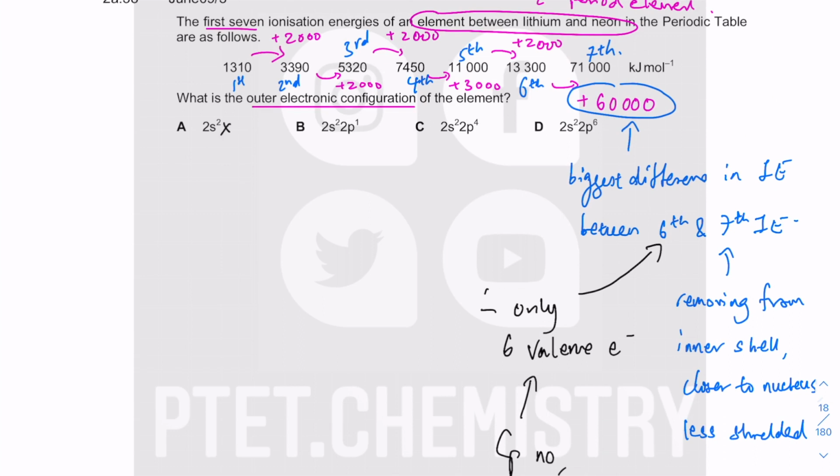Not this one because it's 2 plus 1 is 3. 2 plus 4 is 6. So C must be the answer. 2 plus 6 is 8. This is a noble gas configuration. A noble gas is group 8, or in your periodic table, they call it group 18. Okay.